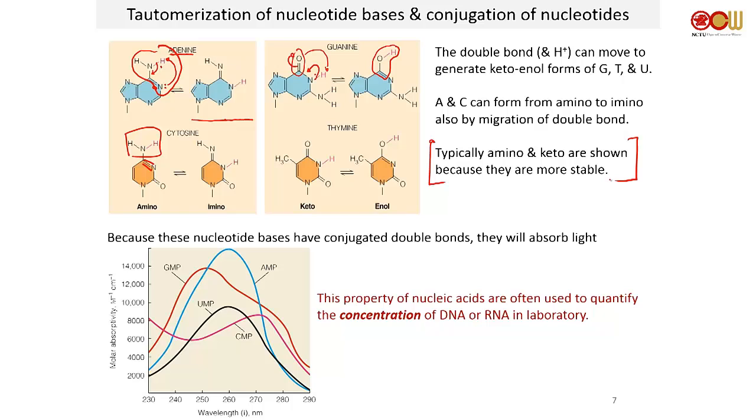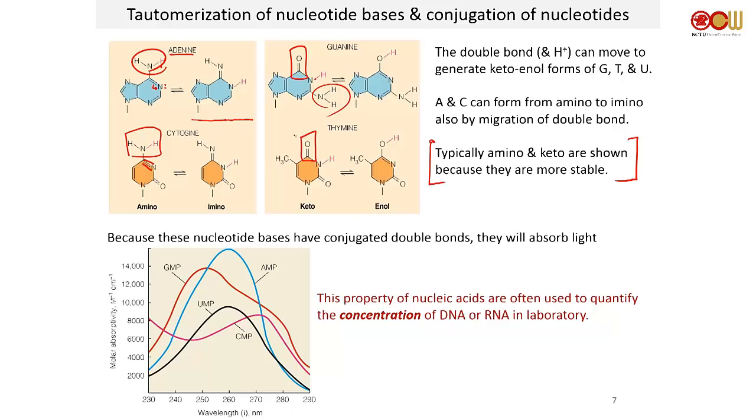You don't see the enol, because enols are generally less stable than keto. So you will generally always see the amino form, for example this one, and the keto form of, for example, guanine. You always see the keto instead of the enol. It's just to show you that DNA bases have two different forms, but the amino and the keto dominate because they're more stable.